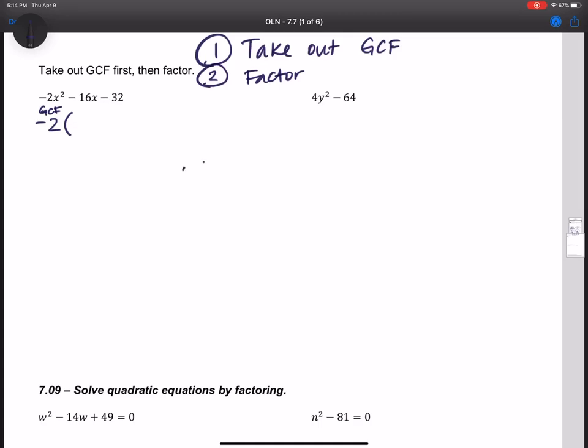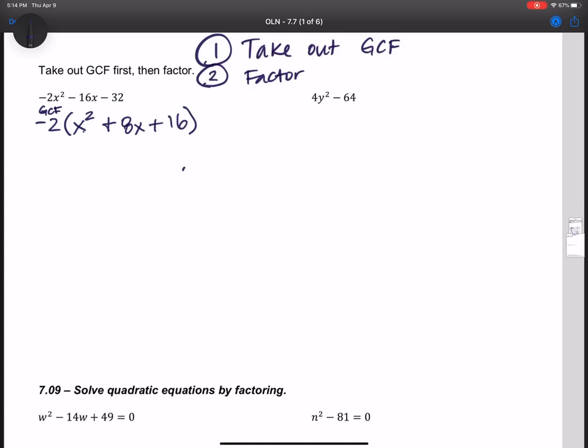Well, -2 times what will get us back to -2x squared? That would be an x squared. -2 times what would get us back to -16x? That would be an 8x. And then -2 times what would get us to -32, and that would be +16. Okay, so this would be step 1.